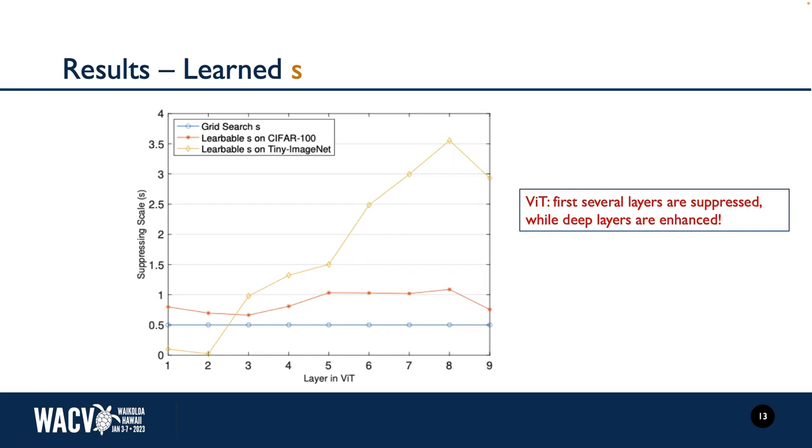We think this is because for ViT, the first several layers contain much more noise, and we need to suppress that noise. Okay, that's all from my presentation.